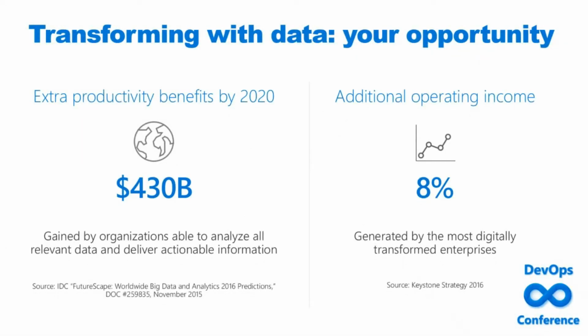Companies that were able to do so noticed a dramatic increase of productivity, estimated to be 430 billion in 2020, and also an increase of operational income by 8%.